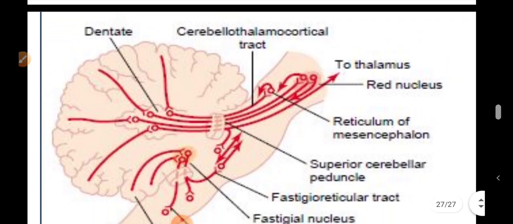Here you can see the dentate nucleus, which is the largest one. The Purkinje fibers give inhibitory input to the deep cerebellar nuclei, or to the dentate nucleus. The efferents come through the superior cerebellar peduncle and go to different parts, that is the red nucleus, thalamus and cerebral cortex.